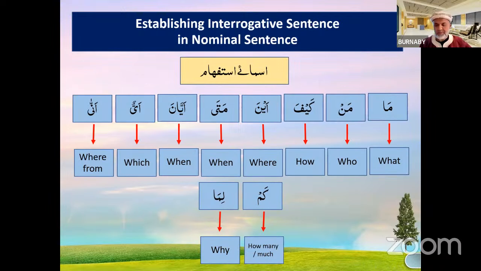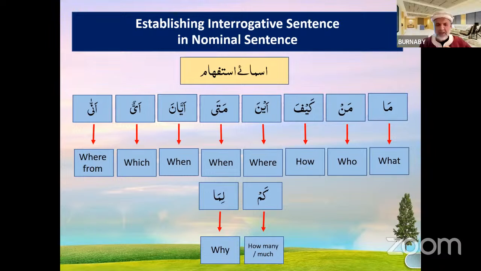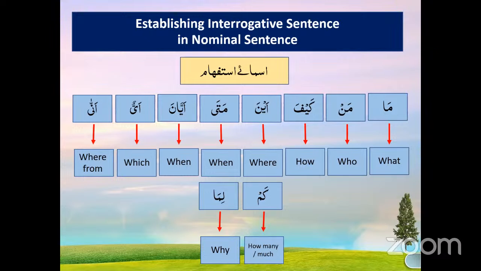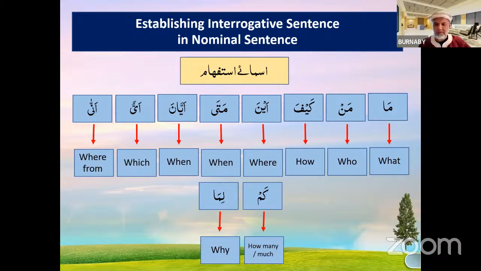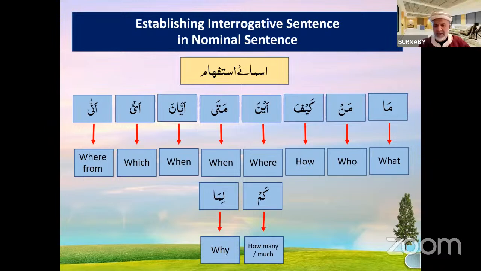All right. So take a look at this list again. Ma, what? Man, who? Kaifa, how? Aina, where? Mata, when? Ayana, when, specific to Yawm al-Qiyamah. Ayyun, which? Anna, from where? Come, how many, how much? Lima, why? So far, so good? Now, I'm sure most of you have seen them already. It's just that now you're finding out more details about them. The Quran is full of them. Every line you find something here.